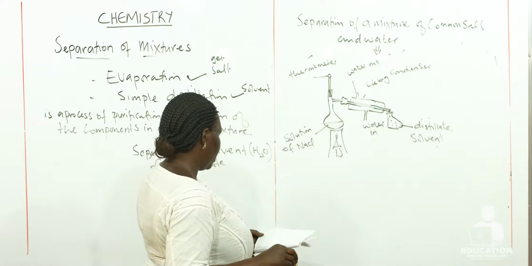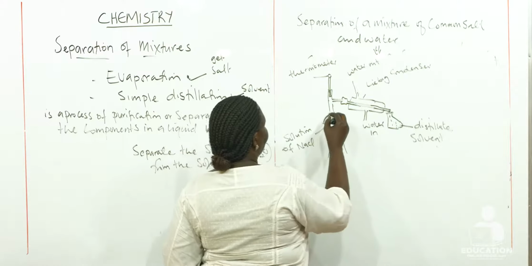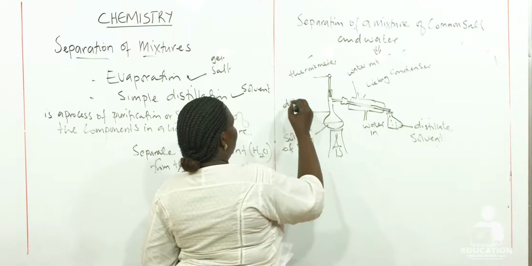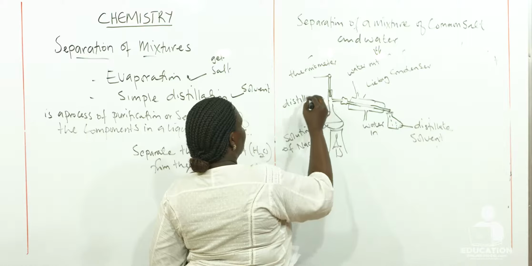So this is called the distilling flask or round bottom flask.